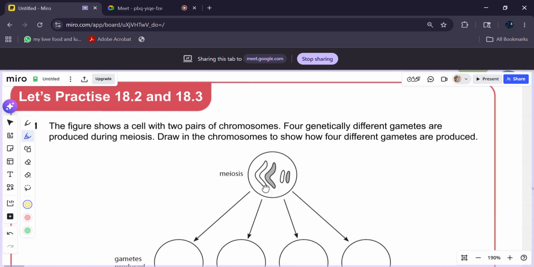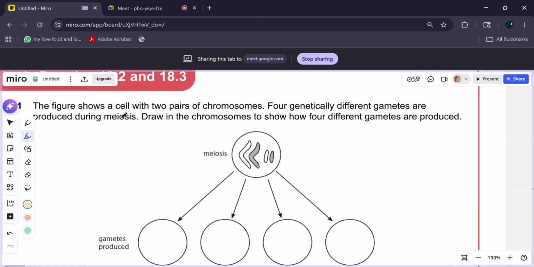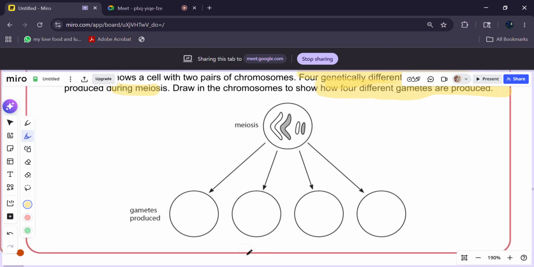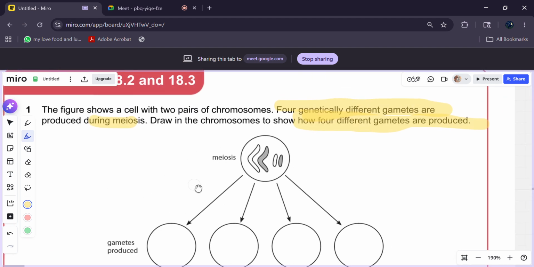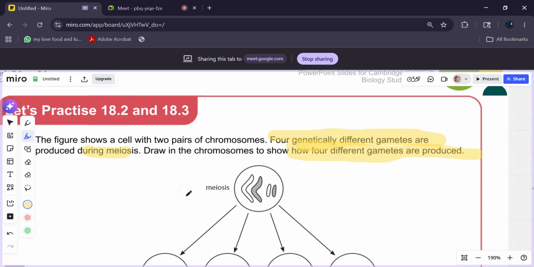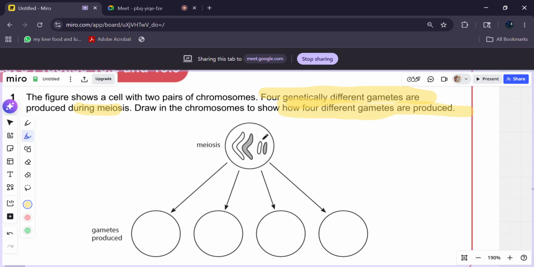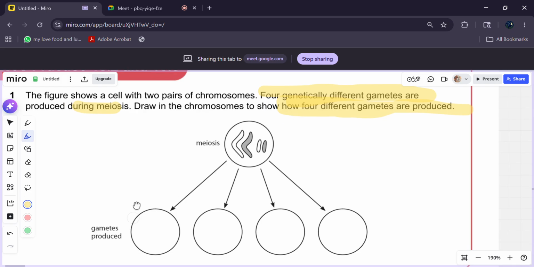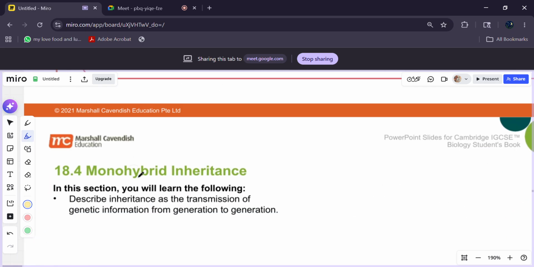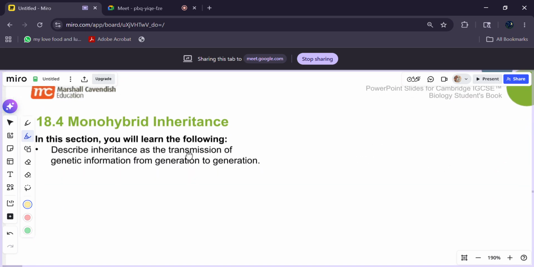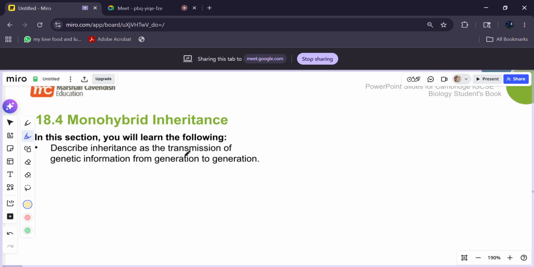Now here are some questions. The figure shows a cell with pairs of two chromosomes. Four genetically different gametes are produced during meiosis. Draw in the chromosomes to show how the four different gametes are produced. Now you can pause this video and try these questions by yourself. You can try and see if you can get them, because these are common questions that will come out in the IGCSE exam. So let's move on to explain monohybrid inheritance in section 18.4.